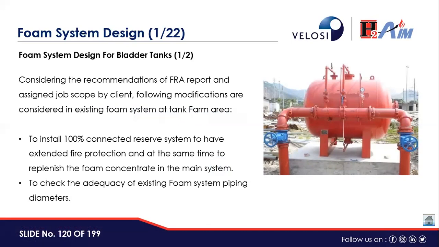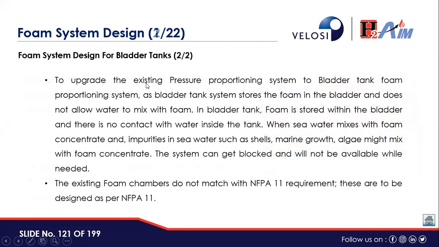Considering the recommendations of the FRA report and the assigned job scope by the client, the following modifications are considered in the existing foam system at the tank farm area. To install a 100% connected reserve system to have extended fire protection and at the same time to replenish the foam concentrate in the main system, to check the adequacy of existing foam system piping diameters as well, and to upgrade the existing pressure proportioning system to a bladder tank foam proportioning system, as the bladder tank system stores the foam in the bladder and does not allow water to mix with foam.